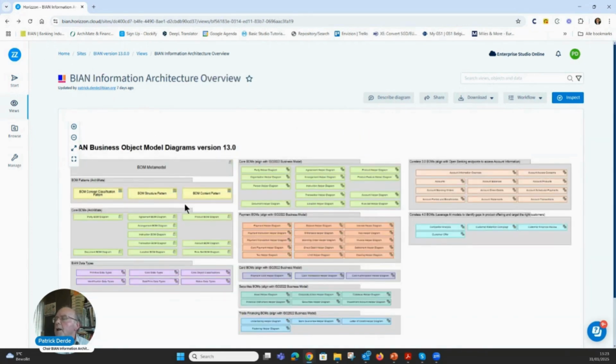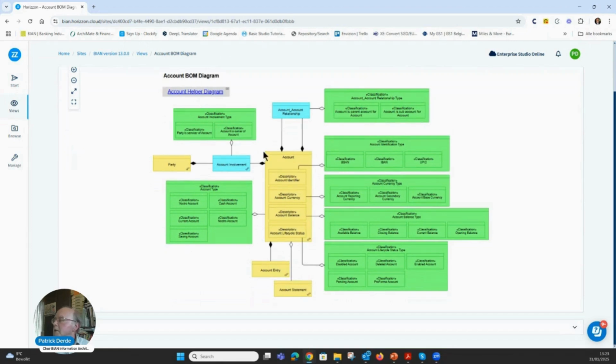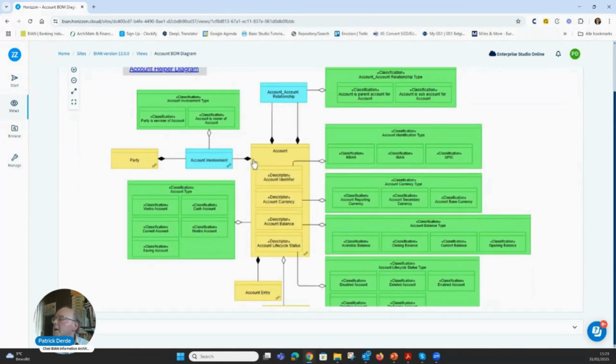So this is all identified. Now let's have a look at how it looks from an account, for example. When we take the account, then we see that the account here is the core business object, and that this account is related to other accounts. So you see here in blue, we have represented the account relationship, but we also have a relationship with another object type, party, for example. Then you see the account involvement. And in green, we can see all the different types of classifications that we have. This is what we call a diagram, which is visualizing the conceptual model at an architecture level.